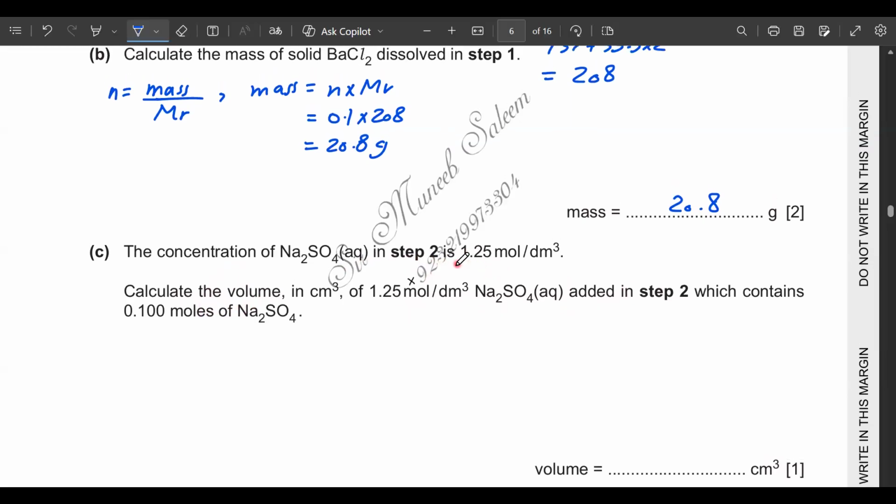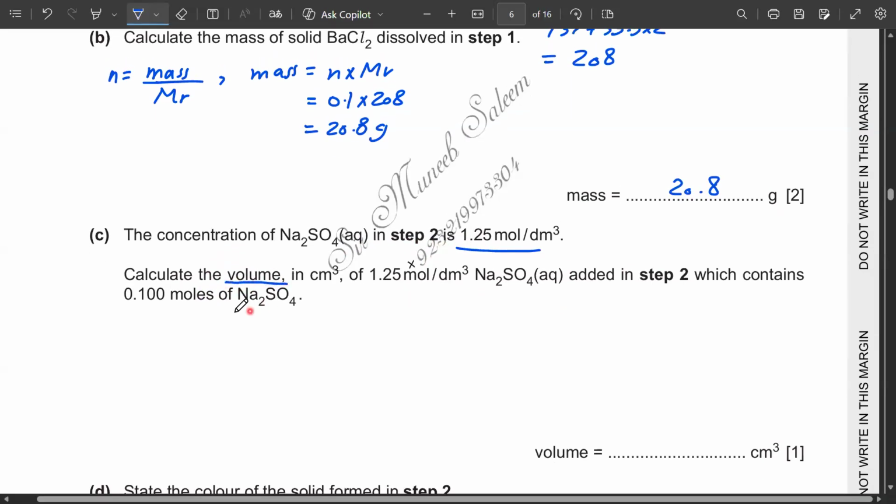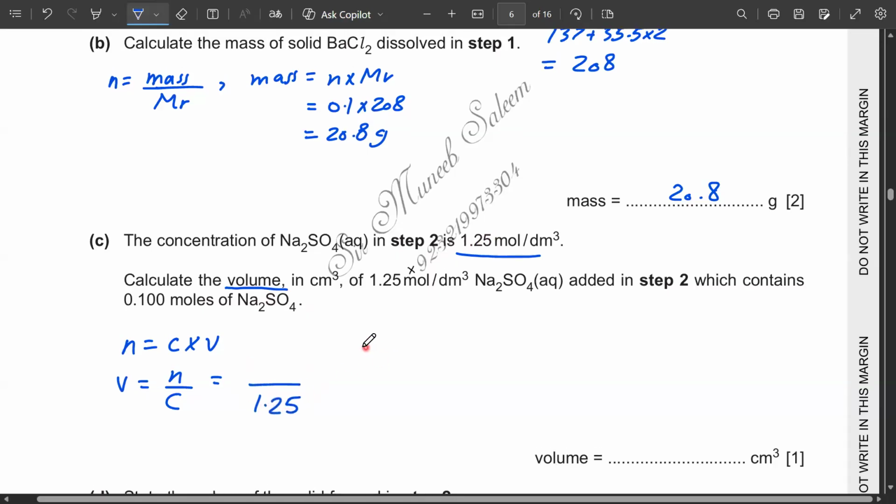Okay, so here the concentration is given and we are supposed to find the volume. Concentration versus volume, you remember the formula, n is equal to C times V. And from here we can tell V will be equal to n over C. The moles are equivalent to how much? The concentration is 1.25. Now, how much of the mole is there?